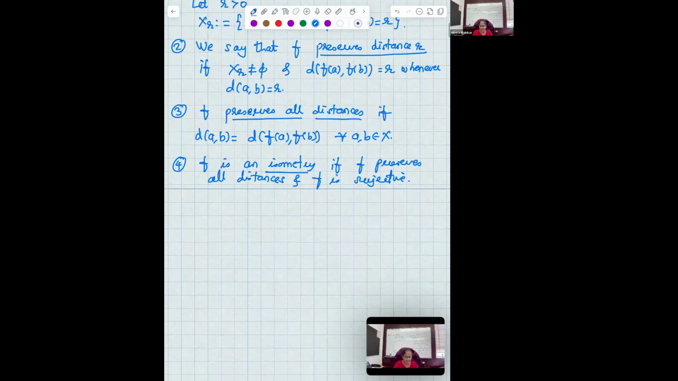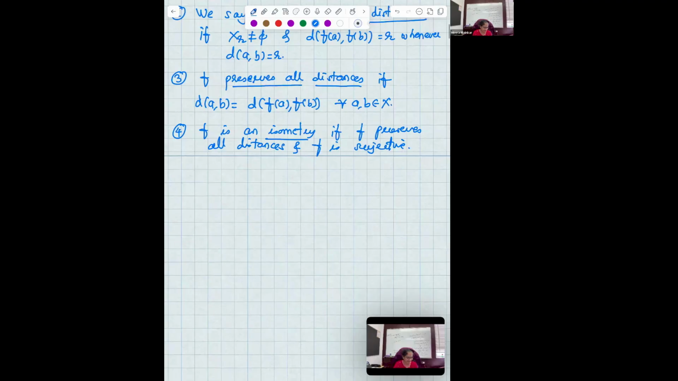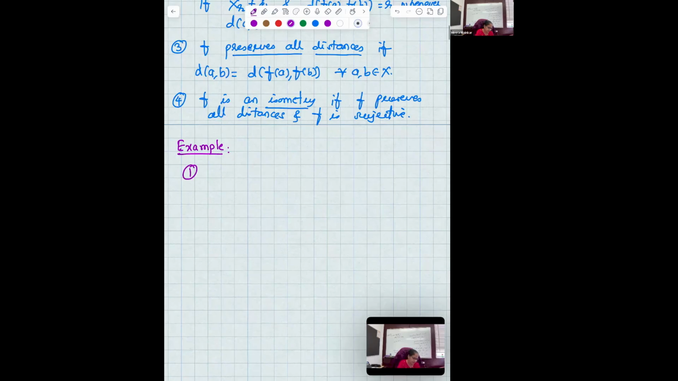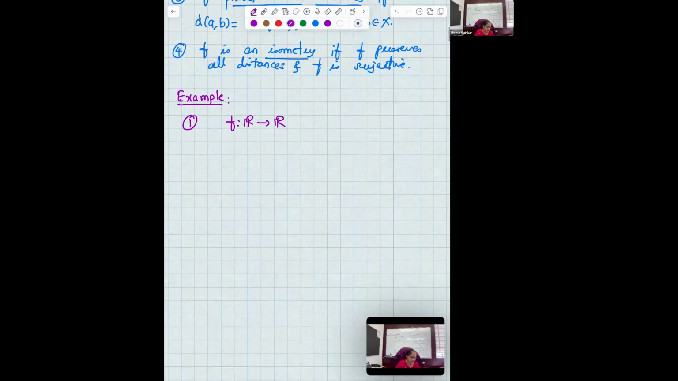Okay, let's see some very basic examples and non-examples mixed together. Let's take a function from R to R, and we are going to define the function as follows. f(x) is equal to x if x is an integer, and it is x plus 1 if x is not an integer.